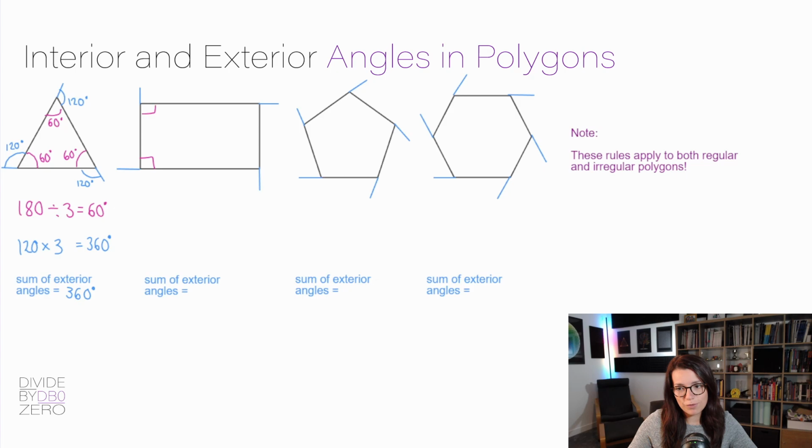If we do the same for the quadrilateral, we know that the interior ones add up to 360. Divided by 4 gives 90. Each one of those is 90, which means the matching exterior one will also be 90 in order to make 180.